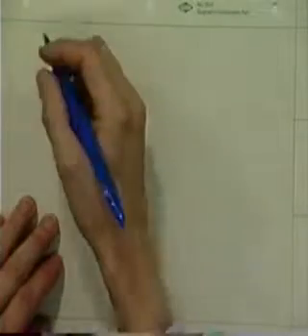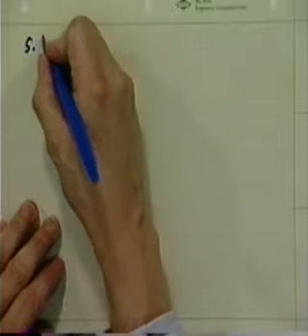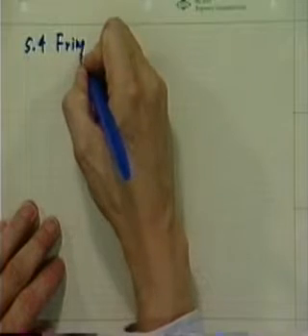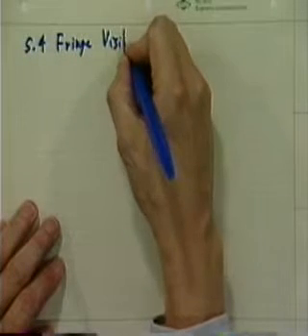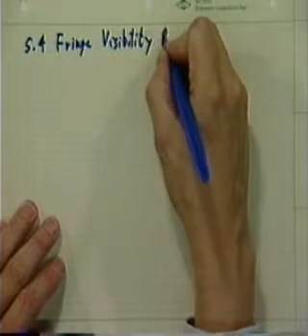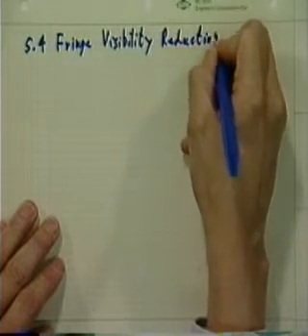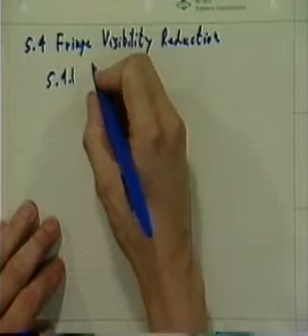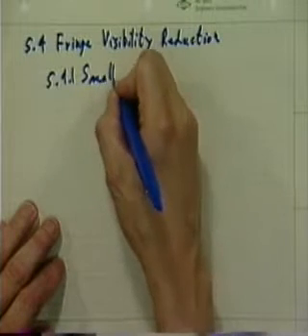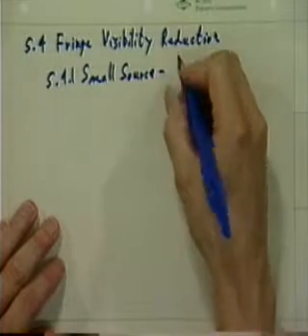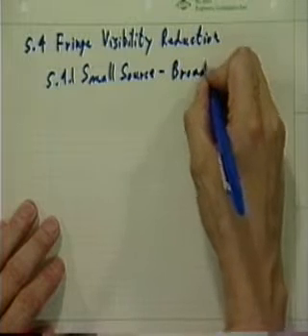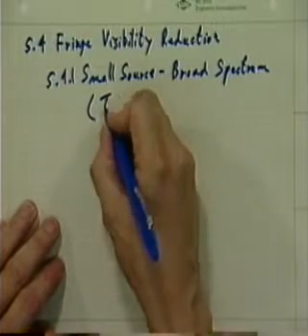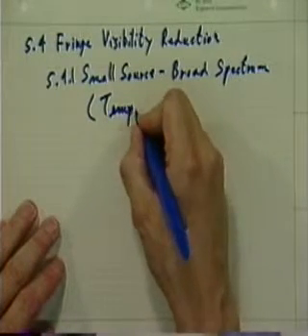Okay, let's now look at what the coherence function looks like for a few examples here. And the first item we'll look at here is what I'll call fringe visibility reduction. And break that into two portions here. 5.4.1 will be where we have a small source, broad spectrum, and so this will be when we're talking about temporal coherence.